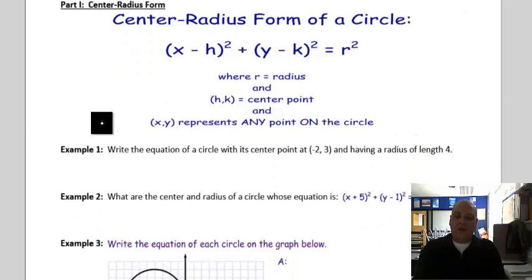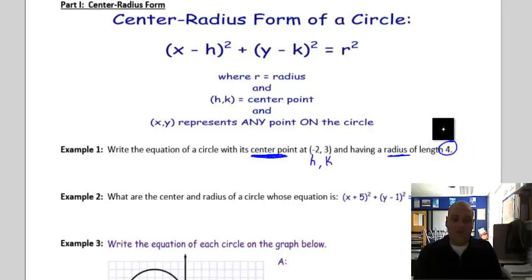So example 1 is: write the equation of a circle with its center point at (-2, 3) and having a radius of length 4. So my center point is (-2, 3). My -2 is my h, and 3 is my k. So the center point is the (h, k). And then the radius, that's the r, is 4, right? That's my r. So I'm going to plug in the h, the k, and the r. It's that simple.